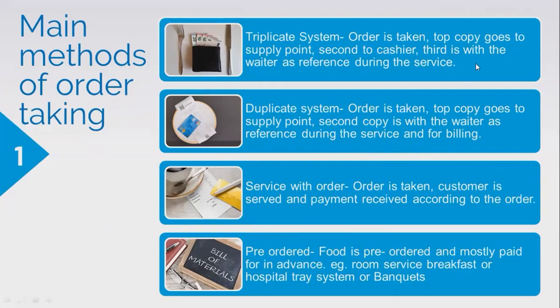When we say service with order, this is where order is taken, customer is served, and payment is received according to the order. Pre-ordered, here food is pre-ordered and mostly paid for in advance. Example, room service breakfast or hospital tray system or banquets. Here in room service breakfast, the money or the bill can be then settled when the customer is checking out. But otherwise for banquets, the food menu is decided and an advance is already paid.